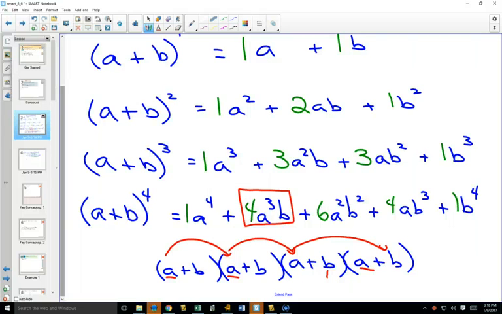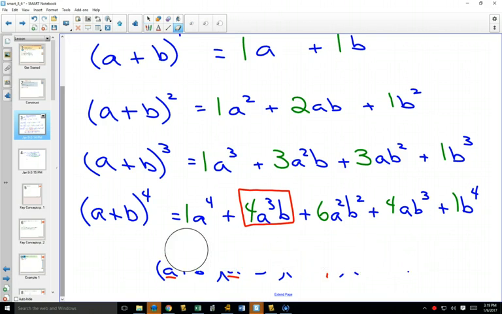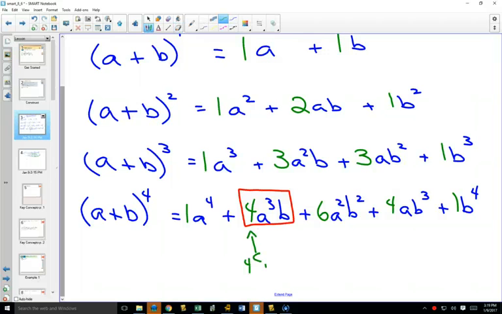And so we ask ourselves, how many ways could we get just one b? How many b's are there? 4. And how many ways could we choose one of them? 4, choose 1. If you wanted a plus b, a plus b, a plus b, a plus b, if you wanted the a squared, b squared, in order to get this, how many b's do we need? We need 2 from the 4. So that makes this 4, choose 2. And that's why that number appears there.